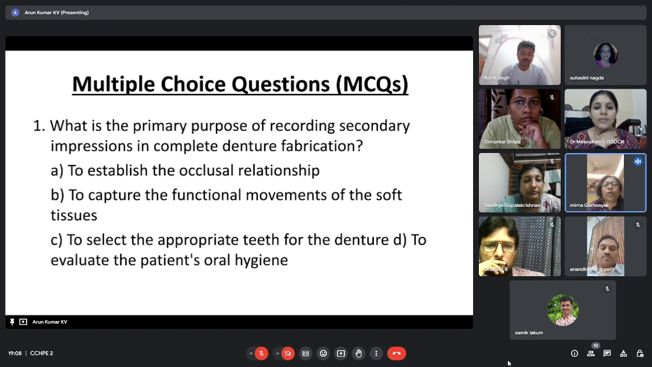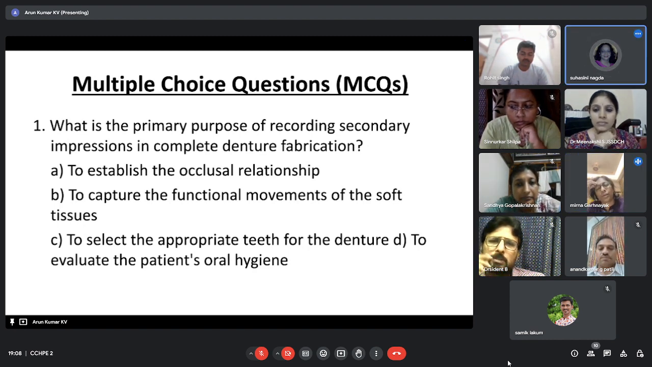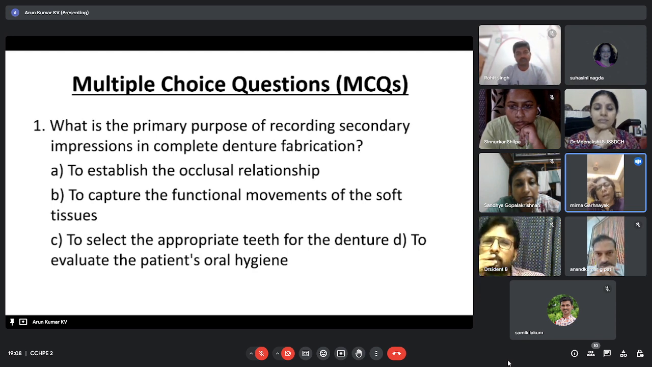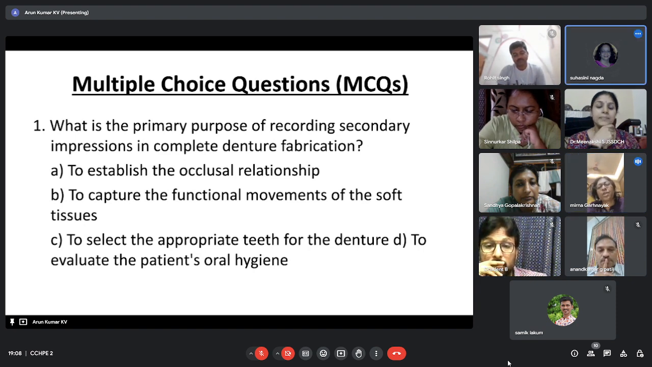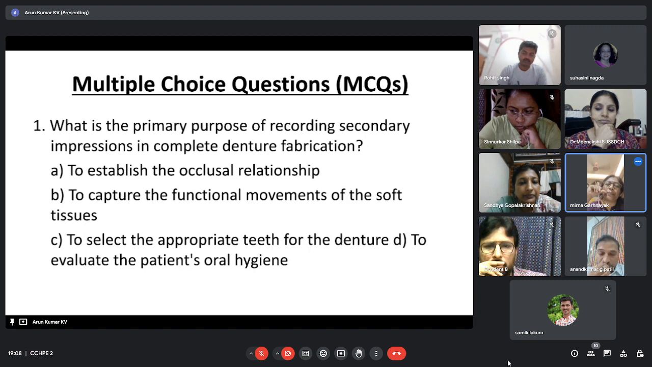Ma'am, I know you are talking about the distractor, but I am saying that instead of putting choices like occlusal relationship and to evaluate the patient's oral hygiene, we could have put that the secondary impression in the complete denture is to record the mucosa in a compressive state or in an anatomical state. That might create confusion whether it is a mucocompressive impression or a minimal pressure technique. So which is the correct answer?